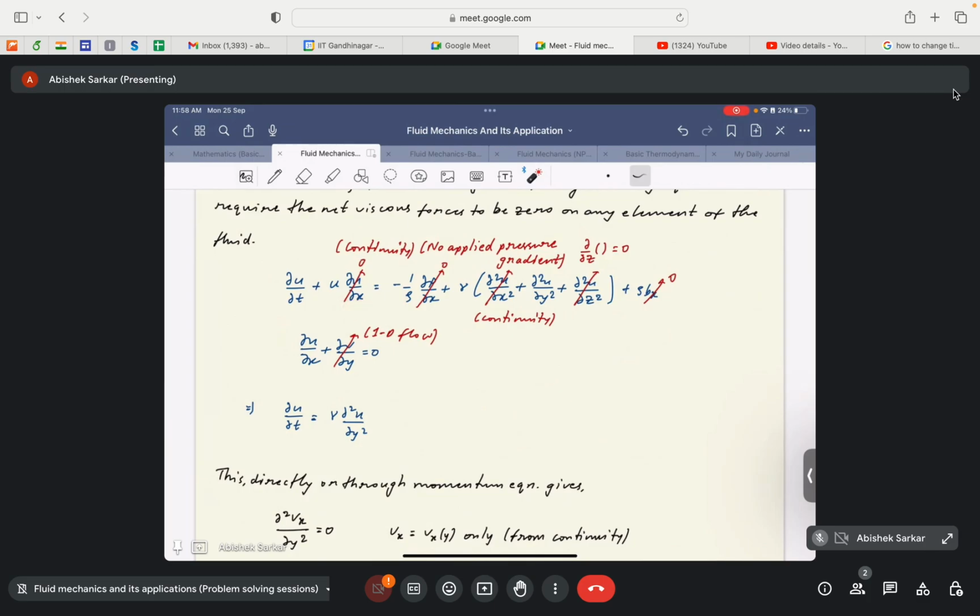Again, since there is no applied pressure gradient as I told, the pressure gradient term would go out. Then since dou u by dou x is equal to 0, dou square u by dou x square would also be equal to 0, so this will go out. Again, as I told, the variation along the z direction is considerably very small, so we can take dou by dou z of any parameter as 0. So dou square u by dou z square would be equal to 0.